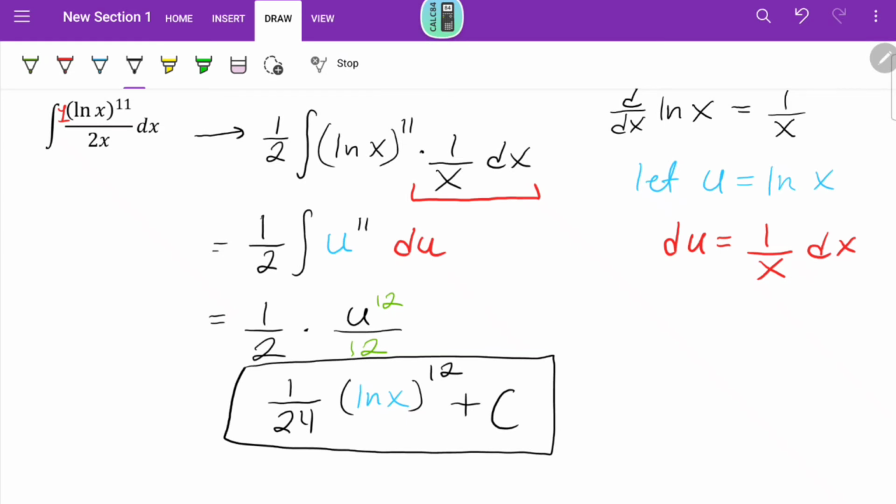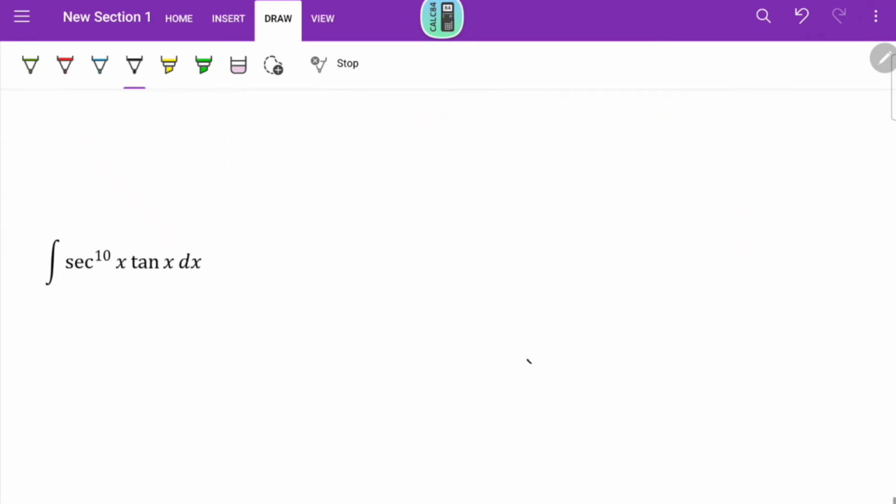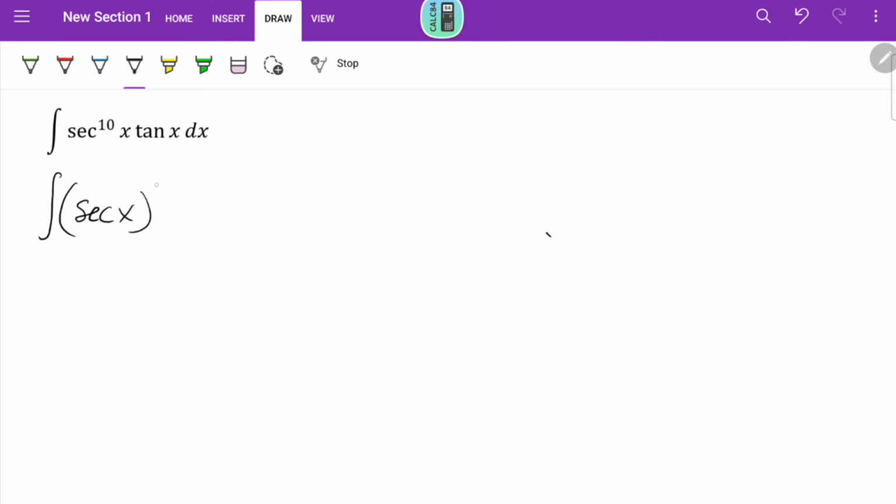All right, let's do the last one. This one is a tough one, actually. This here says the integral of secant to the 10th x times tangent of x dx. Let's rewrite this as secant of x raised to the 10th times tangent of x dx.